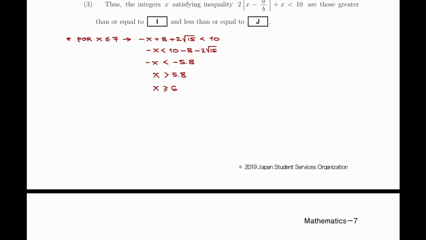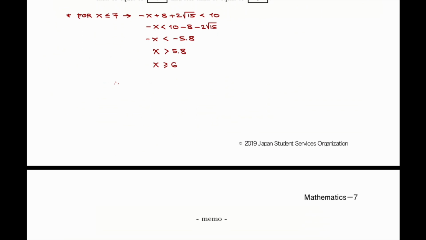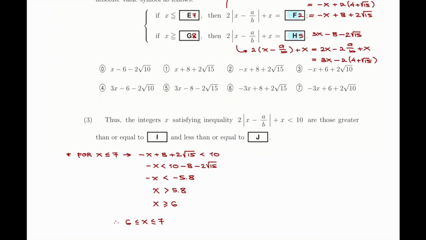So the solution for the first case is x less than or equals to 7 and x greater than or equals to 6, which is greater than 6 but less than 7. So I got 6 less than or equals to x less than or equals to 7. This is the solution for the first case. Don't forget, we still have the second case. So this is not my final answer, because we have to consider both cases.